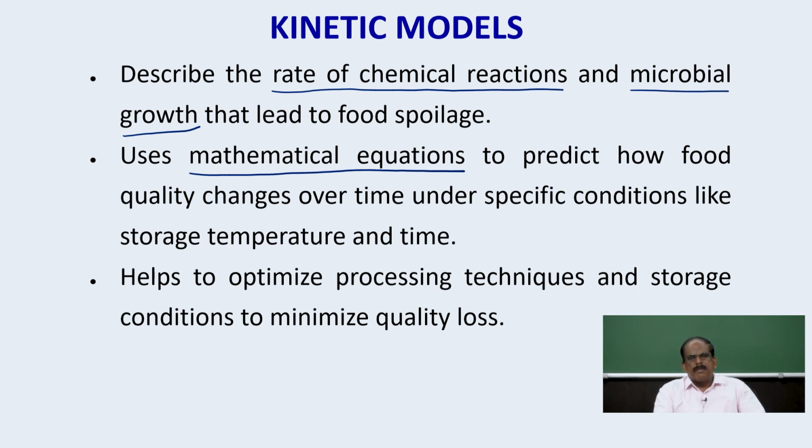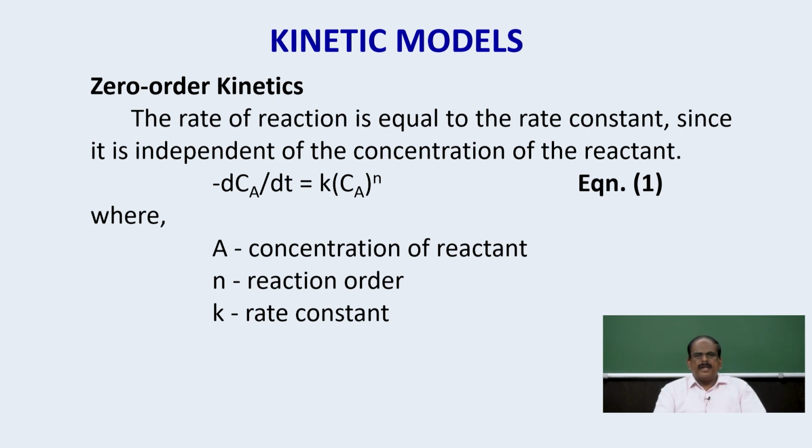These models help to optimize the processing parameters, processing techniques and the storage condition. So the primary objective of this model is to eliminate the food loss or wastage, or food getting spoiled, or to minimize it, as we cannot completely eliminate these losses. However, these models help us to reduce or minimize the food wastage or food spoilage. There are three types of kinetic models: zero order, first order and Arrhenius model. We will see one by one.